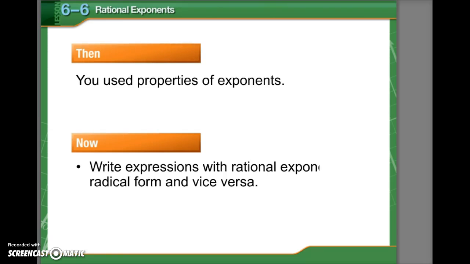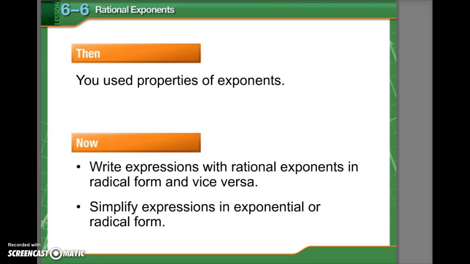So previously we've looked at properties of exponents, and what we're going to do in this lesson is write expressions with rational exponents in radical form, and vice versa. And we're also going to simplify expressions in exponential or radical form.